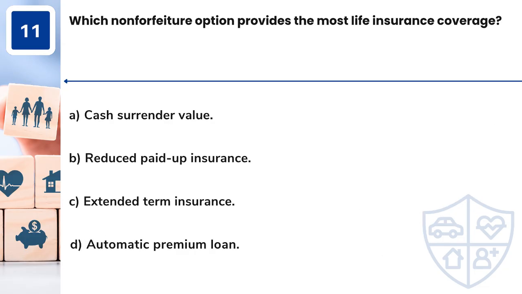Question 11. Which non-forfeiture option provides the most life insurance coverage? A. Cash surrender value. B. Reduced paid-up insurance. C. Extended term insurance. D. Automatic premium loan.